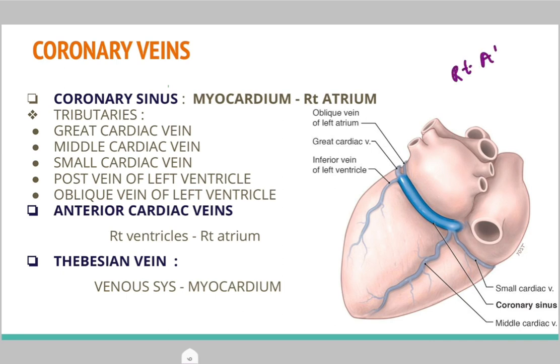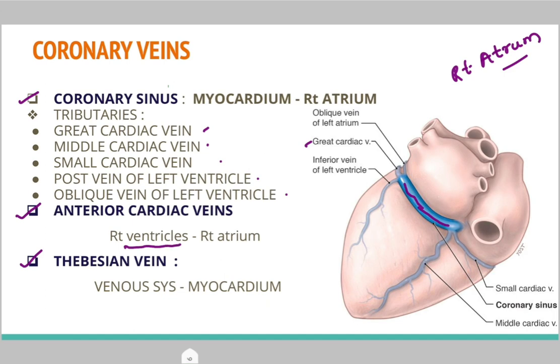And now coming to the venous drainage. The venous blood is drained into the right atrium through the coronary sinus, anterior cardiac veins, and the Thebesian veins. As you can see here, this is the coronary sinus which is present on the posterior atrioventricular groove. The tributaries of the coronary sinus are the great cardiac vein, middle cardiac vein, small cardiac vein, posterior vein of left ventricle, and the oblique vein of the left ventricle.